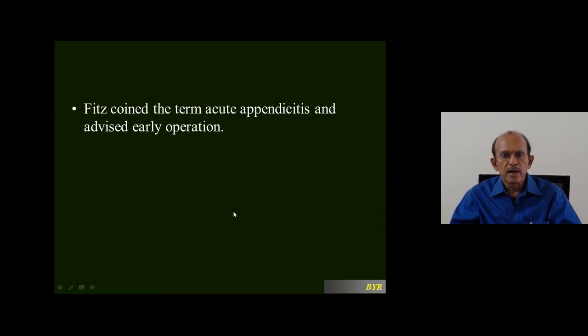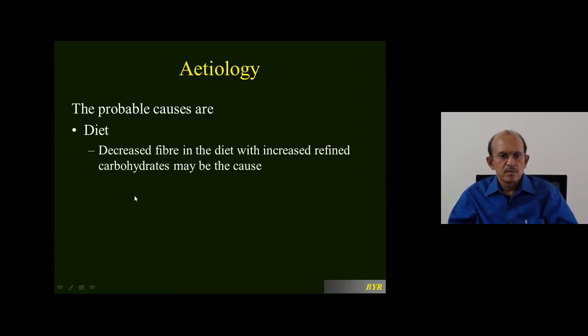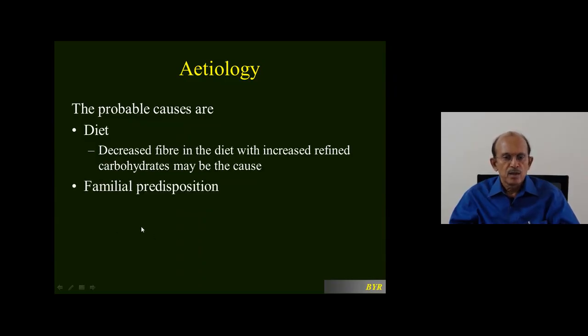Fitz coined the term acute appendicitis and advised early operation. Before Fitz, it was called perityphlitis. Etiology: the exact cause of why appendicitis, or appendicular inflammation, occurs is not known. The probable causes are diet. Decreased fiber in the diet with increased refined carbohydrates may be one of the causes attributed for acute appendicitis. And there is a slight familial predisposition.